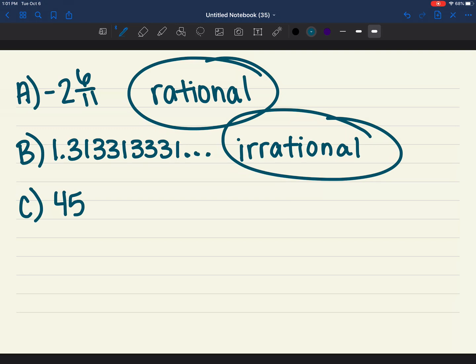Okay, anybody want to try this one? You're going to name all sets to which it belongs. Remember, it could be more than one. Okay? All right. Kaylee, what do you think?